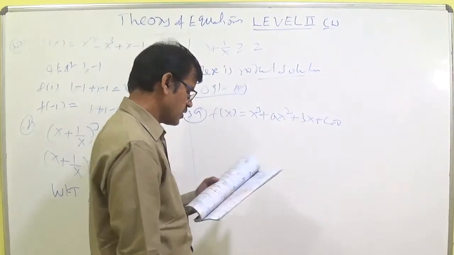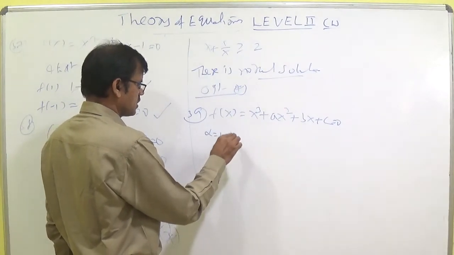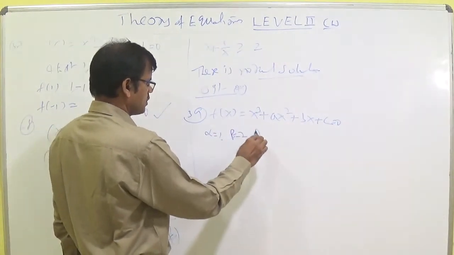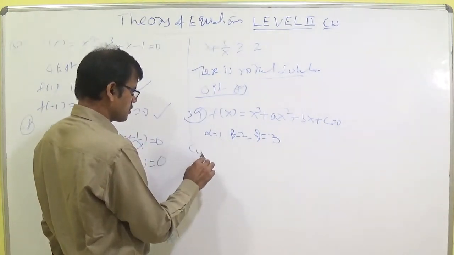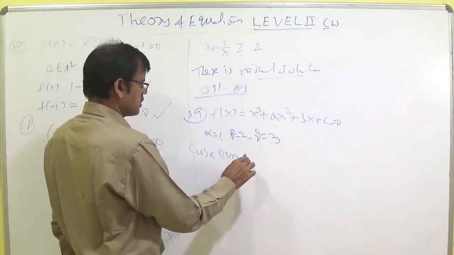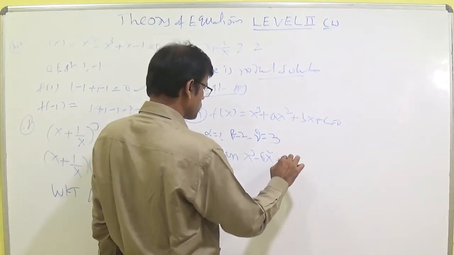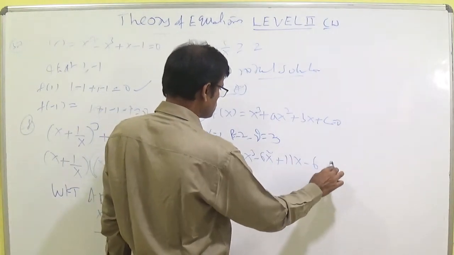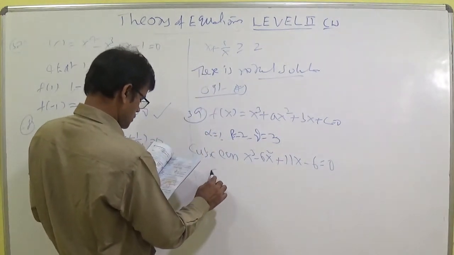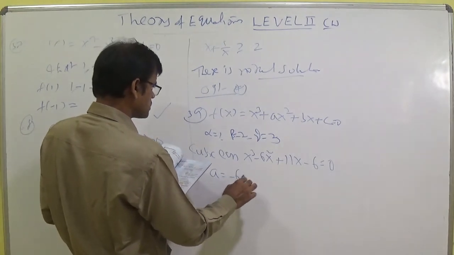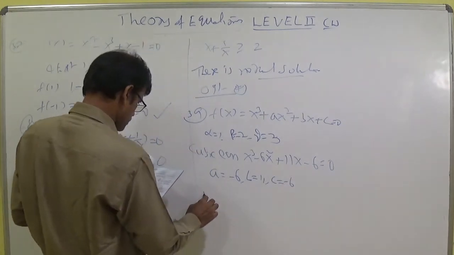So if we take here, let us consider alpha equal to 1, as a shortcut, beta equal to 2, gamma equal to 3. So the cubic equation is x cube minus 6x square plus 11x minus 6 equal to 0. Now you can understand A is equal to minus 6, B is equal to 11, C is equal to minus 6.